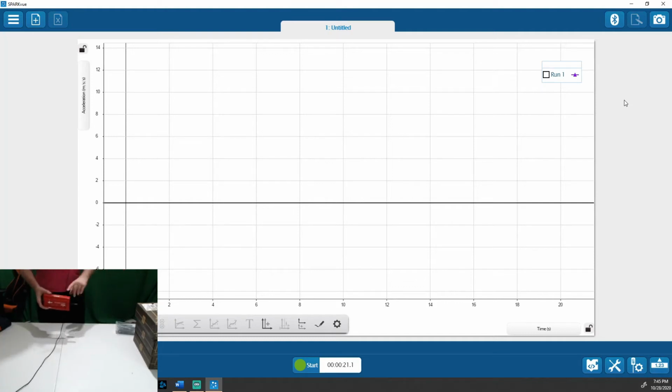Hey guys, so today I'm going to be showing you what happens when we have a set amount of force propelling an object and we change the weight. We'll see how it affects the acceleration. So remember that F equals ma, force equals mass times acceleration.